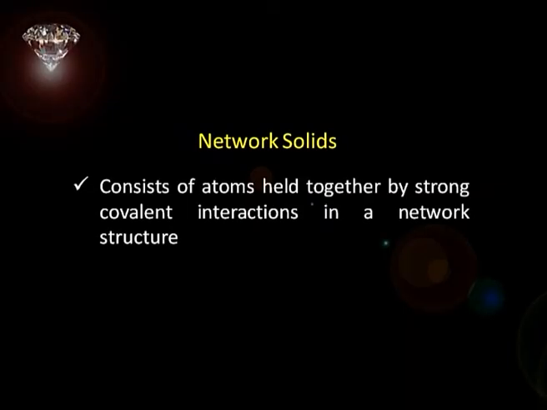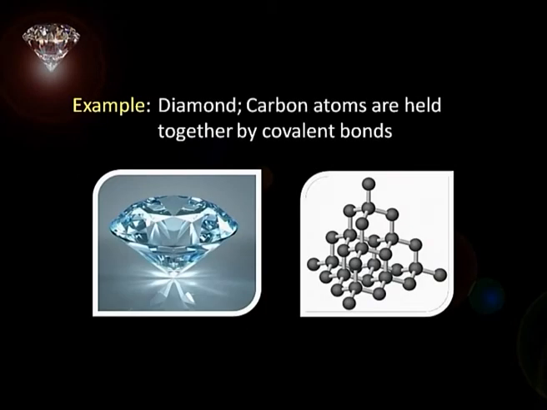Yet another class is network solids. As the name suggests, network solids form large networks of covalent bond interaction, very strong interactions. Typically there will be atoms held together by strong covalent interactions, and the best example I can quote is diamond. That's the hardest natural material we know of. In the case of diamond, the carbon atoms are held together by covalent bonds.